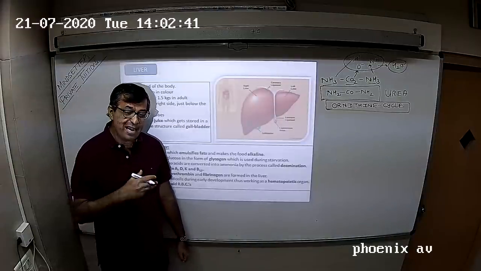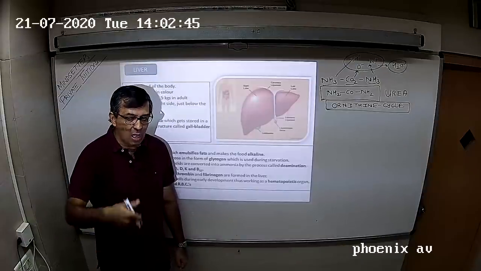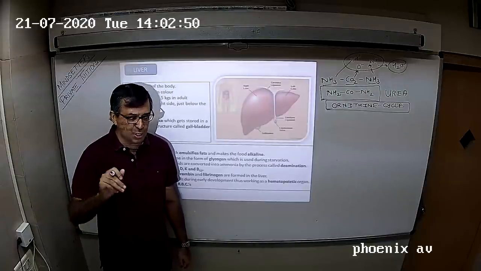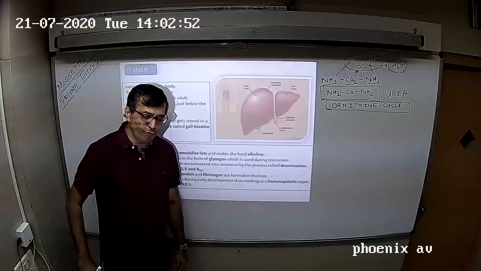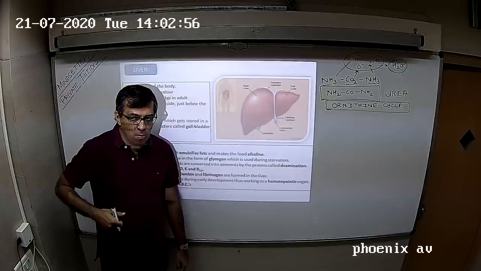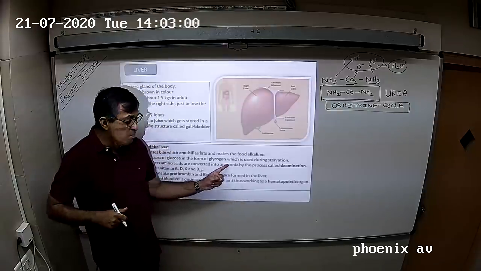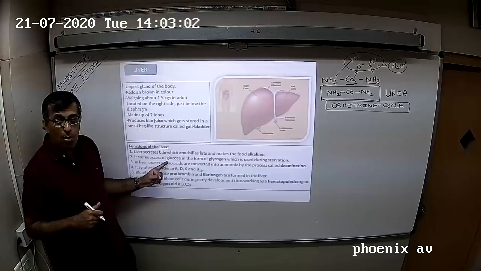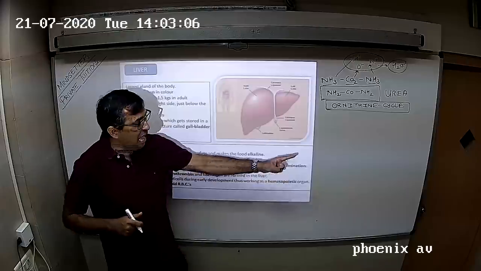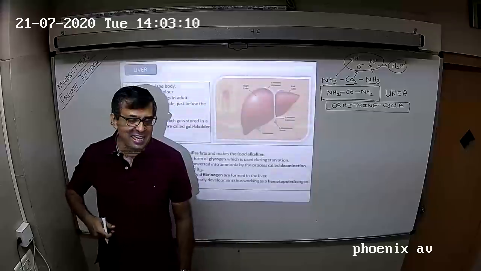So hamare body mein excretory system kyun hai? To remove the urea, which are waste products, nitrogenous waste products. Where is urea formed? In the liver. Where does urea come from? Ammonia. Where is ammonia formed from? Amino acids. By what mechanism is ammonia formed? By deamination. And how is urea formed? By a cycle called the ornithine cycle.